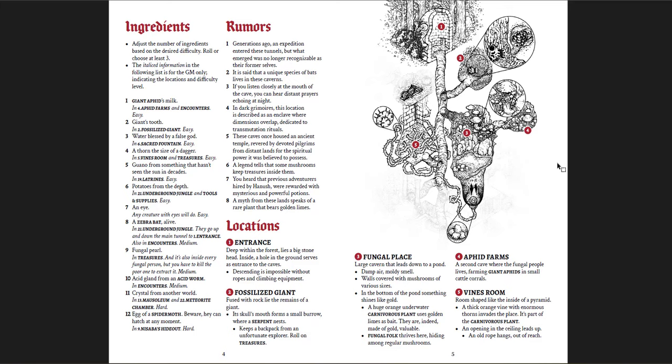And a really nice touch is that Francisco has added the difficulty of each of these relative to what it is, right? So water blessed by a false god, you can find that in room six, a sacred fountain, that's easy. Acid gland from an acid worm, it's in encounters and it's a medium difficulty one. So, you know, there are some easier ones, some medium ones, and then there are some hard ones. Or maybe there's just one hard one, really. And that's the egg of a spider moth. Beware, they can hatch at any moment. And that's in number nine, and that's hard.